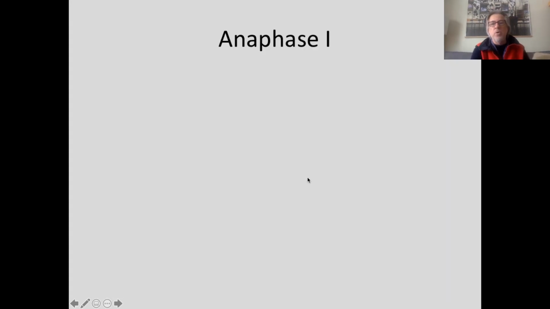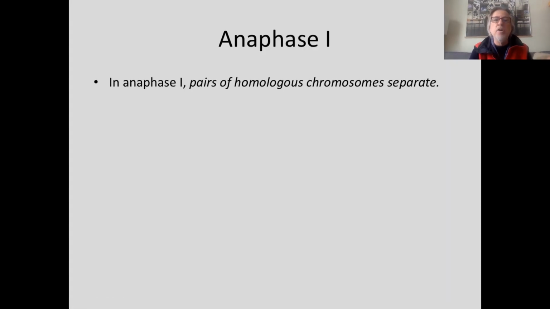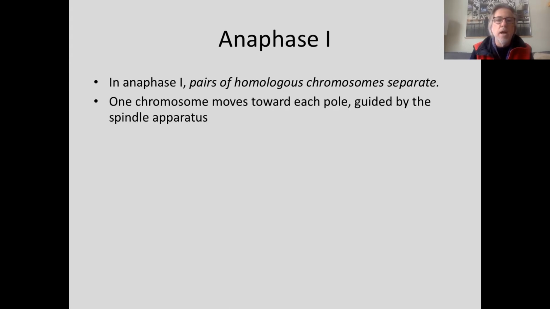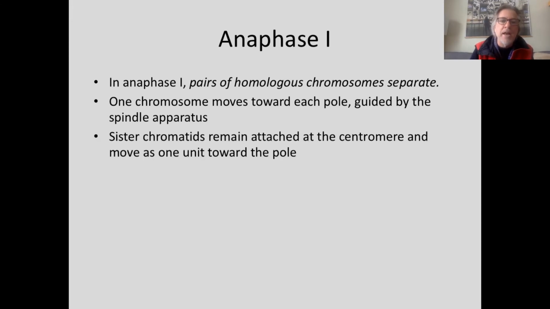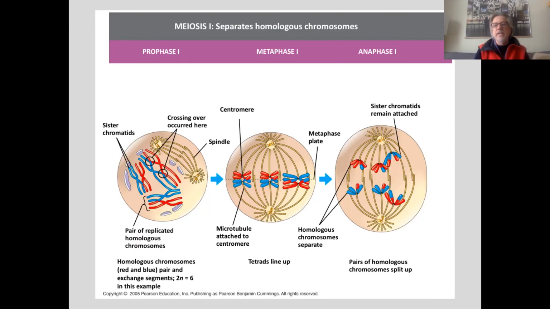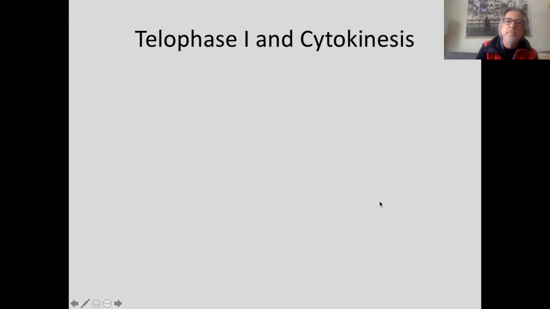In anaphase 1, guess what happens? Right, the homologous chromosomes are separated. One chromosome moves towards each pole, guided by the spindle apparatus. The sister chromatids remain attached at the centromere, and therefore they are replicated chromosomes that are moving apart. And the result is that the daughter cells are going to be haploid. Let's take a look at anaphase 1. Here you can see that the homologous chromosomes, which are all replicated, are being pulled apart.